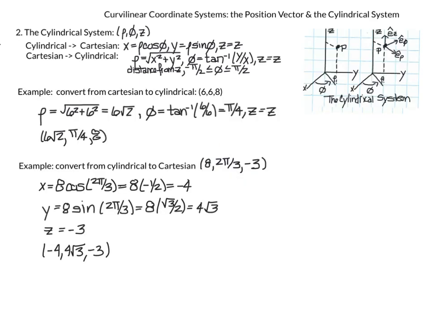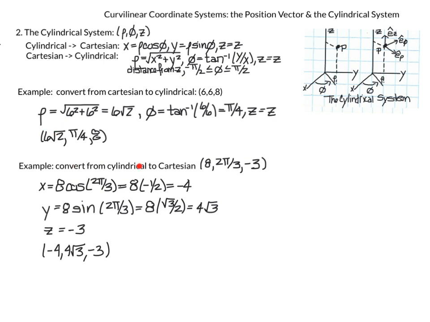First, I want to do two really quick examples. First, to convert from Cartesian to cylindrical coordinates, the Cartesian coordinate 6, 6, 8. So rho is equal to the square root of x squared plus y squared, so that gives us 6 square root of 2. Theta is equal to the inverse tangent of y over x, and we want theta to be between negative pi over 2 and pi over 2. So theta is the inverse tangent of 6 over 6, so that gives us pi over 4. And then z is equal to z, so z is equal to 8, so this is our solution.